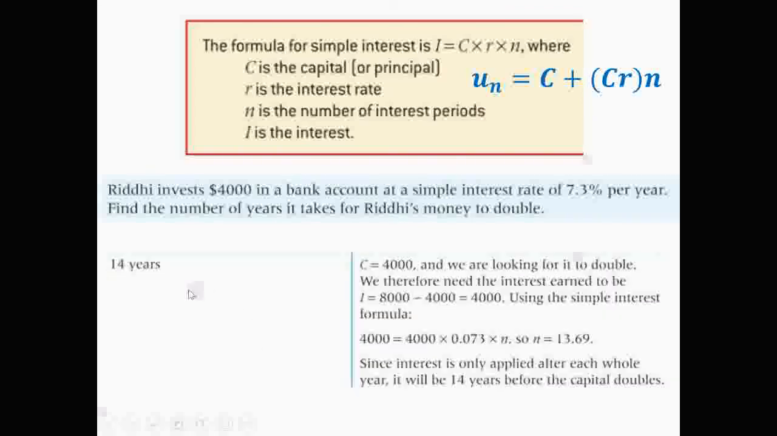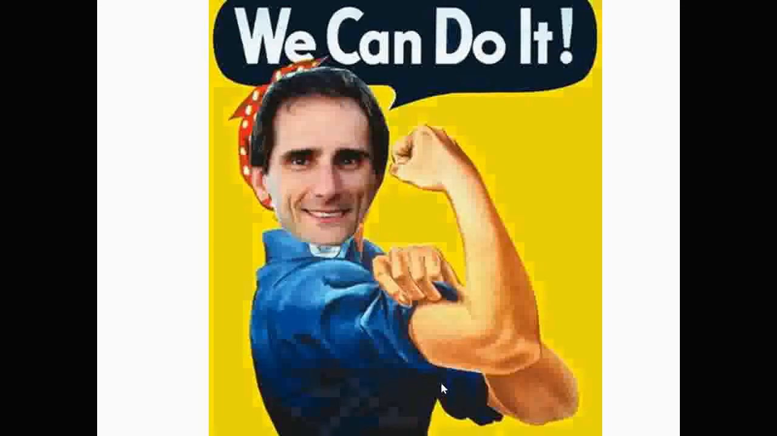Okay, so 14 years. Again, if you put 4,000 into the interest formula, which is what's going on here, 4,000 is how much we want the interest to be. Here's the original amount. Here's the percentage rate. And here's n, some unknown number of years. If you solve that, you get 13.69. So you know sometime during year 13, but you know we need this as whole numbers, so it'll take 14 years before it happens. All right, great job. Be ready to talk more about that soon.